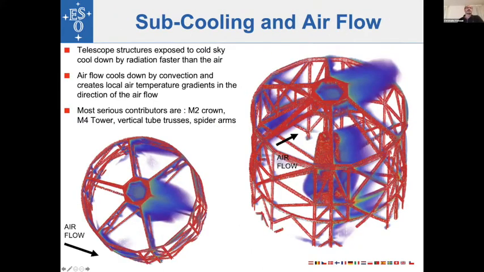Here is a representation that shows the main contributors to this effect. The effect is really a combination of the subcooling and the airflow. You can see, for instance, the M2 structure, which is a very big system, so very cold in terms of energy accumulated. The wind flow creates a wake of cold air. In the 3D model, we can see that the M2 tower is also a very big contributor to this issue. And of course, we already know that the spider arms also play a very important role.